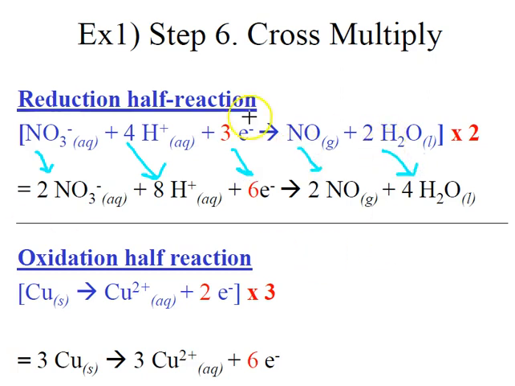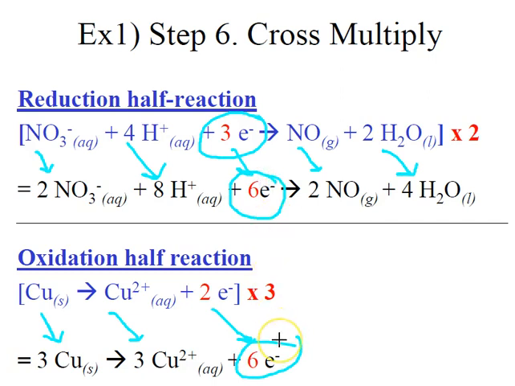So everything in the reduction got multiplied by 2 for the sole purpose of getting us 6 electrons. The copper oxidation half all got multiplied by 3, again, for the purpose of giving us 6 electrons. So there's 6 electrons in the reduction and 6 electrons in the oxidation, which is perfect because we can't create or destroy electrons. We have to exchange equal amounts.